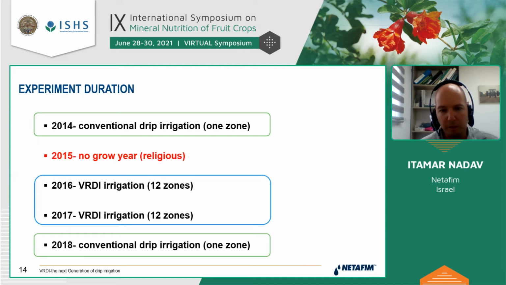So the experiment went over 4 years, where in the first year, in 2014, it was just a control. We just did a lot of measurements, and it was irrigated by the farmer as usual with only one zone of irrigation. Then in 2016 and 17, we applied and operated the VRDI system with the 12 zones. And in 2018, we shut down the system and gave the irrigation back to the farmer to his own practice.